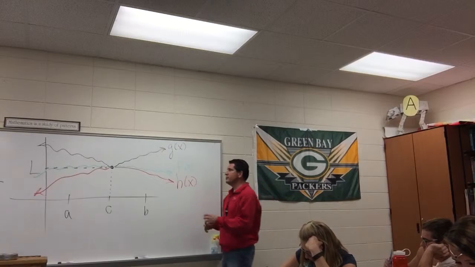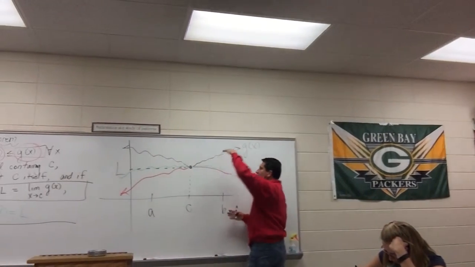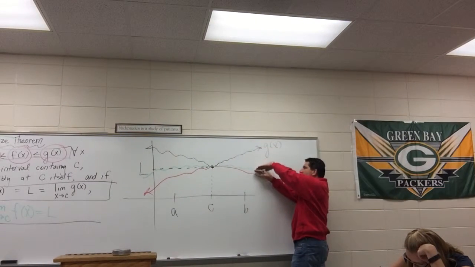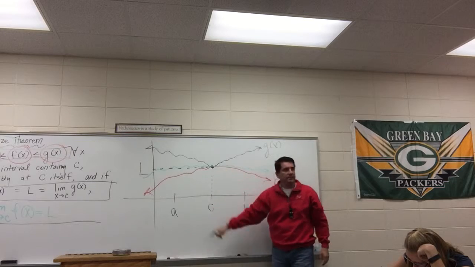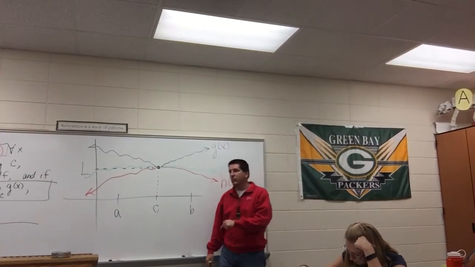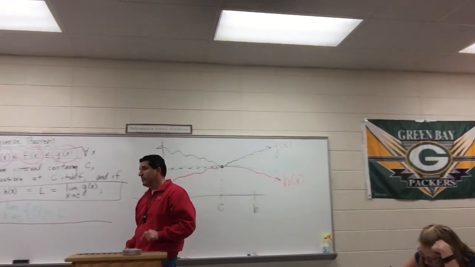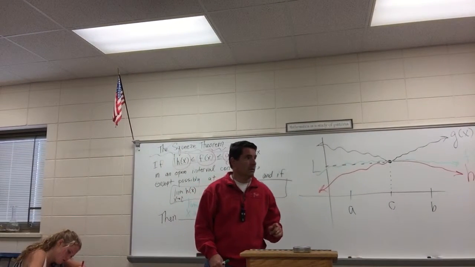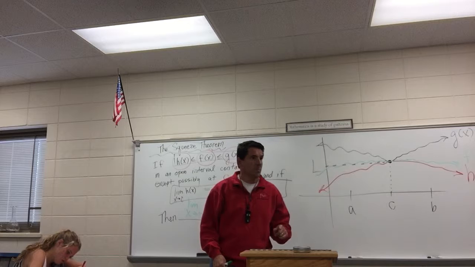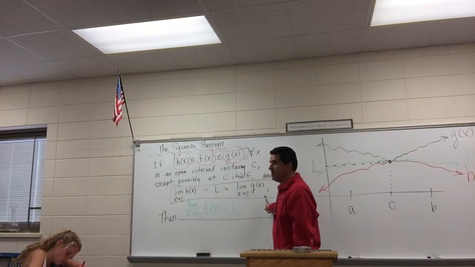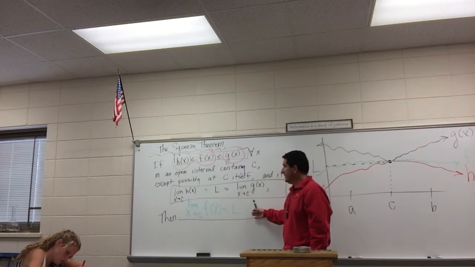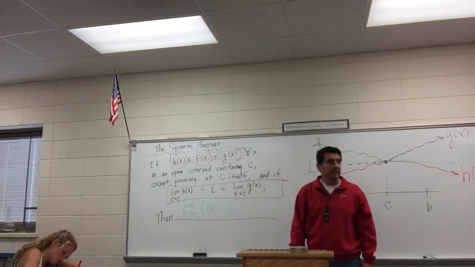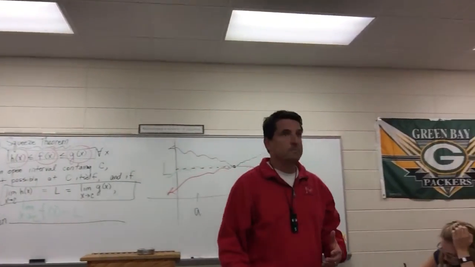So if you know the limits on these two outer ones and you know this one is in between them, then the middle one has to have the same limit. This is actually one of the ways that the sine of x over x limit that we said yesterday was proved. Be able to translate technical writing like this into something that's meaningful.